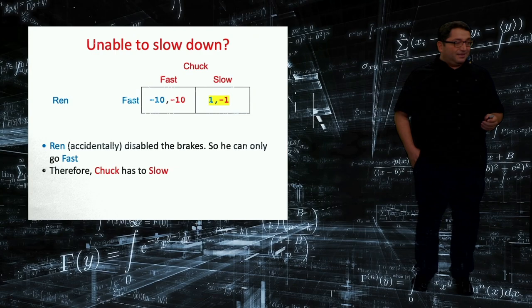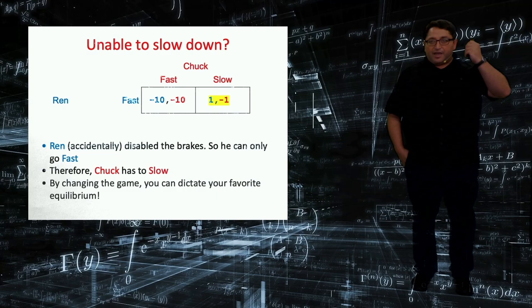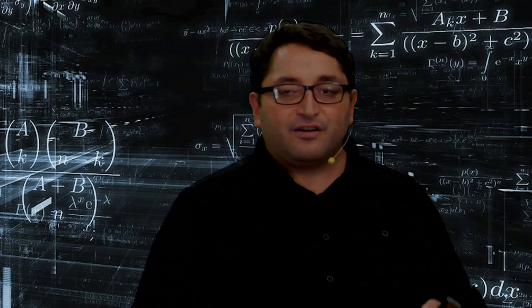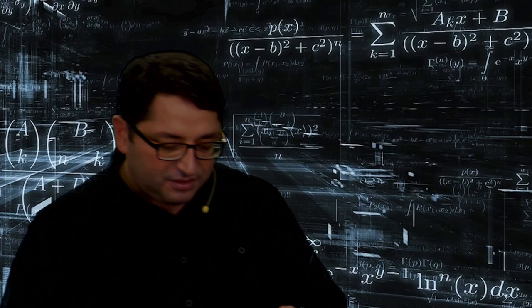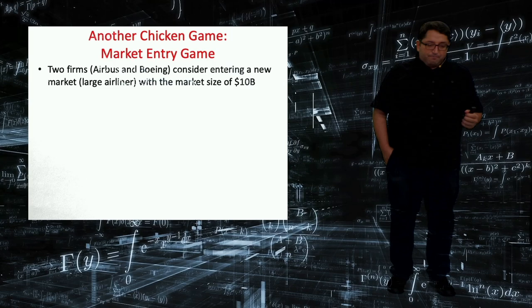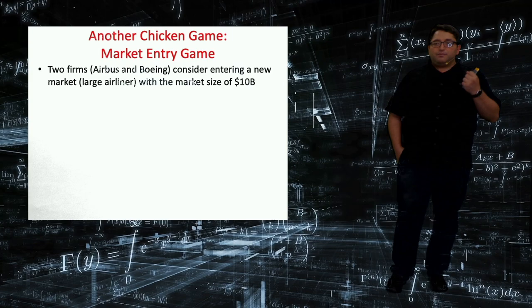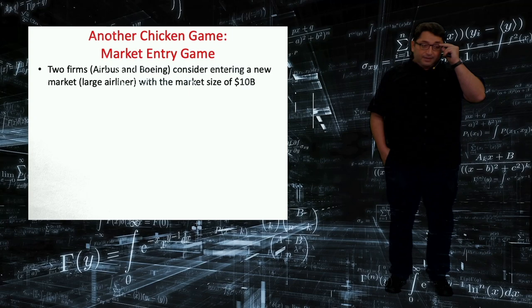So by changing the game, but we have to keep in mind that according to ethical and legal criteria, in this case, like removing one of the strategies, you can gain advantage. So businesses also play a game of chicken many times. And the motivation for that is there is a market, but the market size, the market volume is not very high. So it cannot sustain two firms.